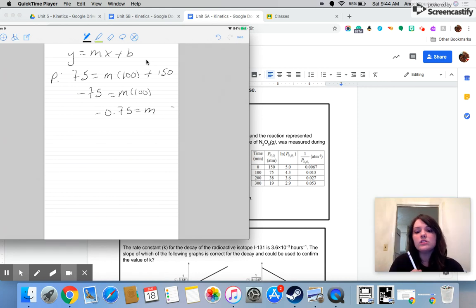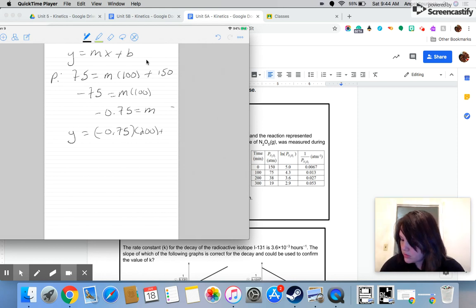So let's stick this slope back into that equation with a different point and see if it actually solves correctly. So if we solve for y, our slope is negative 0.75. We'll multiply that by the point at 200, times 200, plus 150. Okay, well, that's not what I get. I get that my y value should be 0.